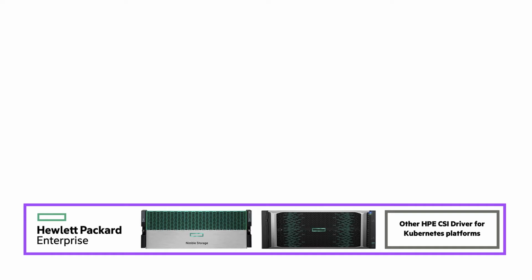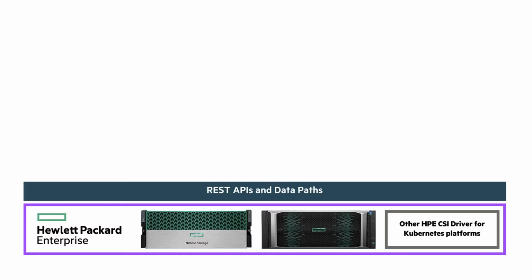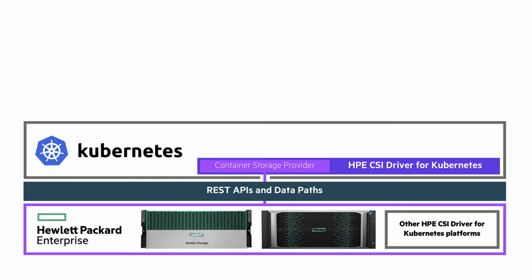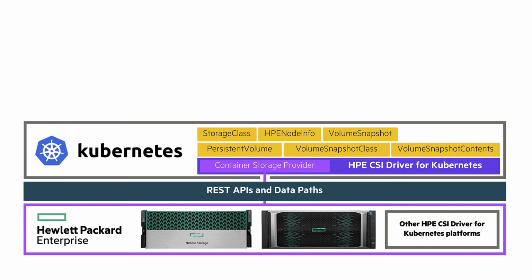Before we jump into the demo, there are a few key concepts I want us to go over. The HPE CSI driver for Kubernetes is a multi-platform, multi-vendor driver. You gain access to these storage systems from Kubernetes through the REST APIs and data paths. The driver itself is installed on Kubernetes and will give you access to a number of storage-related objects on top of Kubernetes, such as a storage class, persistent volume claim, persistent volumes, and a few snapshot-related objects.